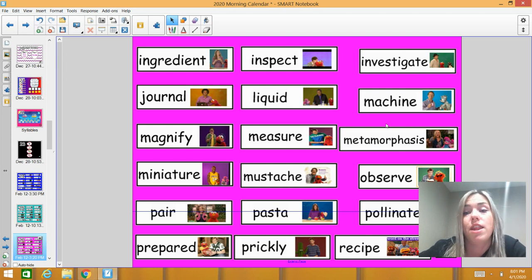Metamorphosis. That is a great word to try and guess what you think it means. I'll give you a hint. I bet you if you remember back to kindergarten, you learned about this, and we're going to hopefully, if we can, learn a little bit more of this later in the year when we learn about some bugs and insects. So take a guess what you think metamorphosis is, and then play the Sesame Street video after this.